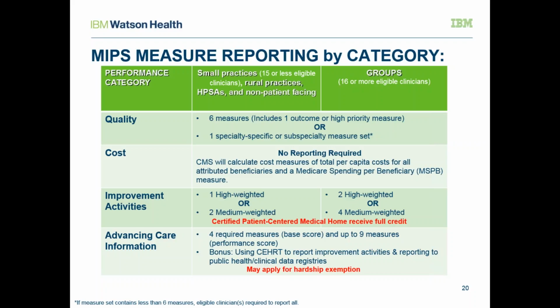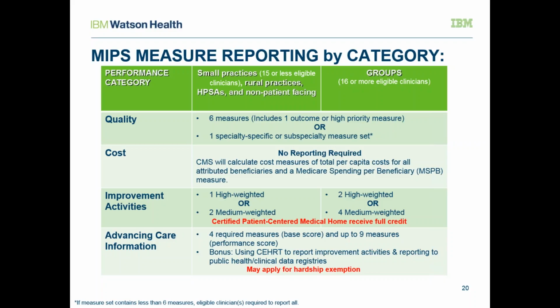Here, I just wanted to walk folks through this. Here's the MIPS measure reporting by category. The only major difference, as you can see, is for groups, small practices, rural practices, and also HPSA, which is basically those practices that are located in geographic health professional shortage areas. And again, I mentioned previously, non-patient facing, you'll be under this category. Everything basically stays the same other than improvement activities.